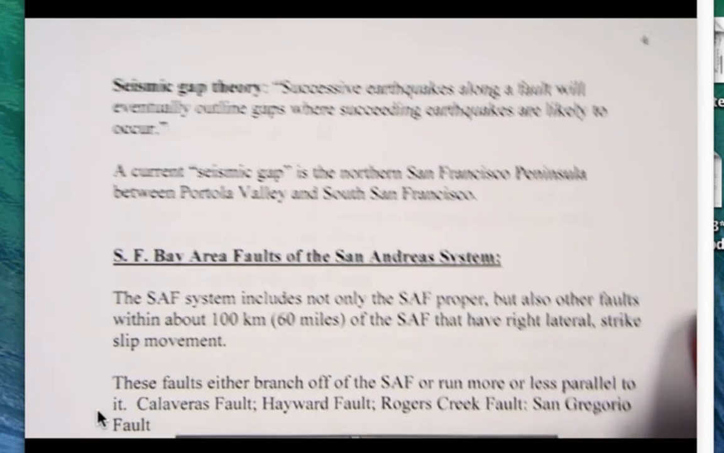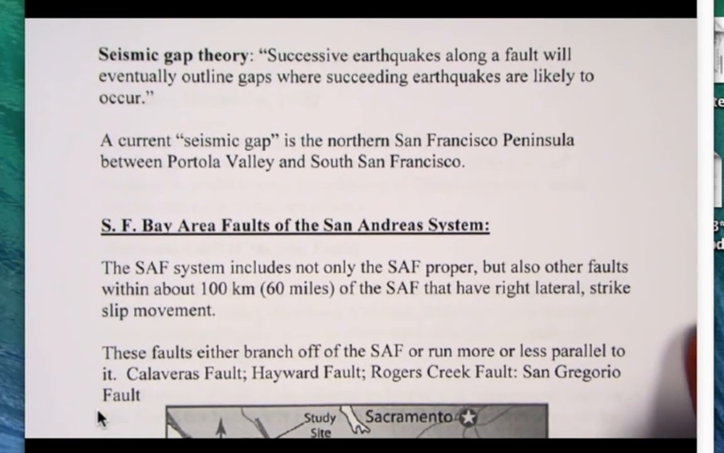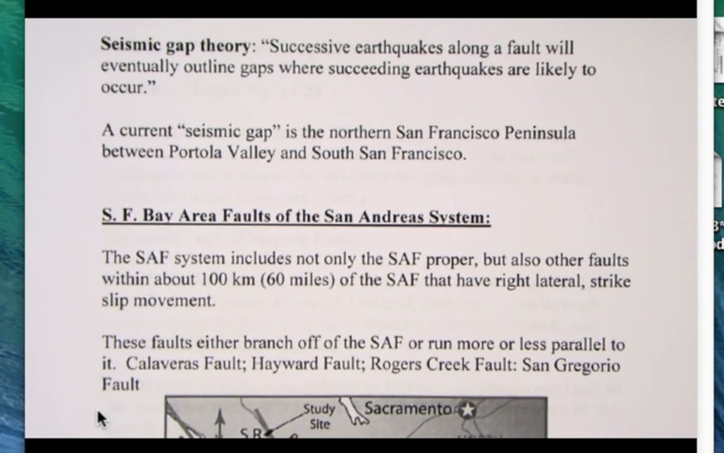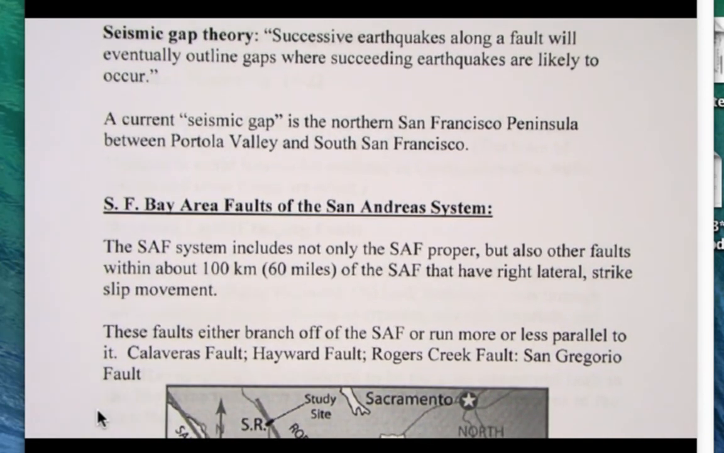Now, seismic gap theory states that successive earthquakes along a fault will eventually outline gaps where succeeding earthquakes are likely to occur. And that's what we saw on that diagram back over here. There is a current gap in the South San Francisco Peninsula. Remember, Portola Valley, South San Francisco. So on the San Andreas fault proper, that would be the next place to expect an earthquake. Although, as we'll see in a little while, there's a higher probability of an earthquake on the Hayward fault after this March 2015 new earthquake study.